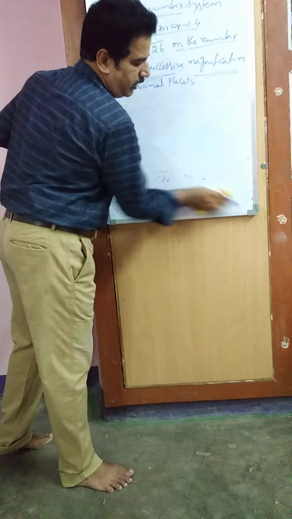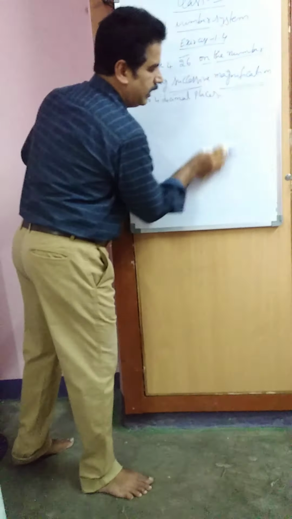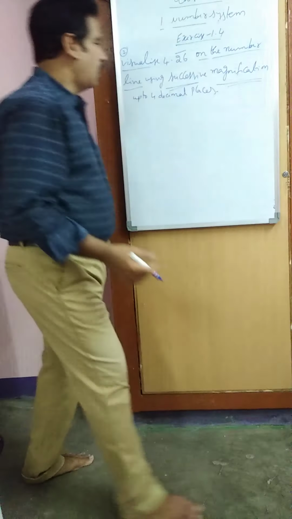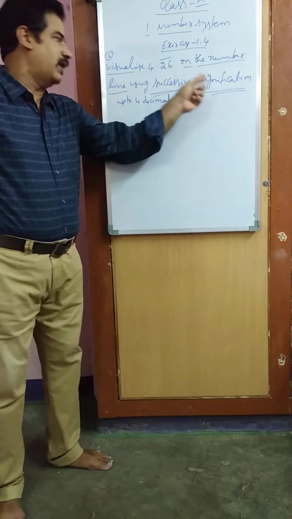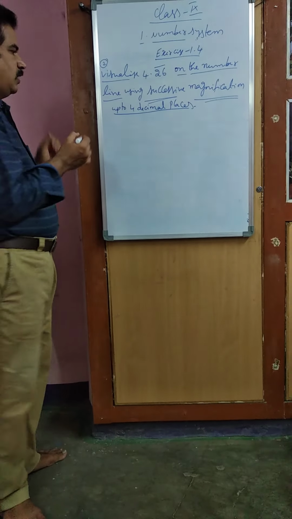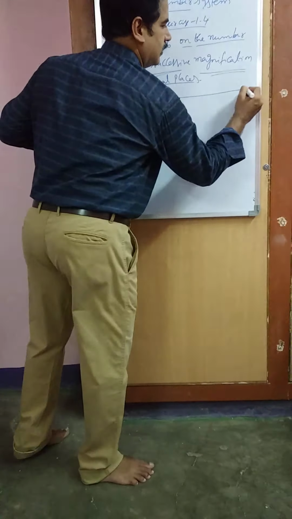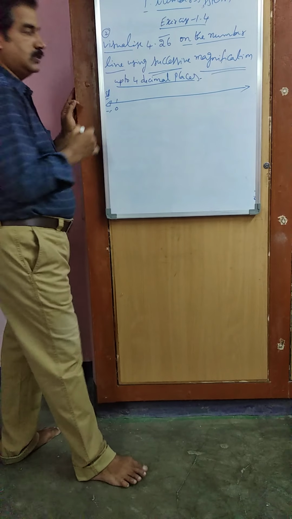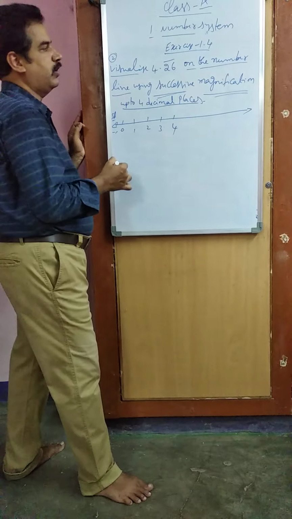Are you following, everyone? See the video and follow clearly one by one. See, now we are visualizing 4.26 bar on the number line using successive magnification up to 4 decimal places. Okay, now again draw the solution. Draw the number line. 0, negatives, 1, 2, 3, 4.